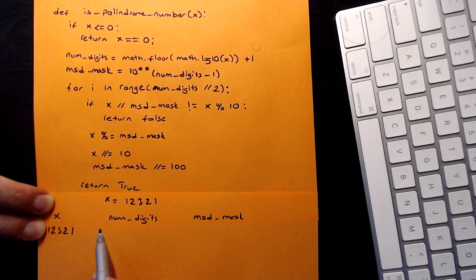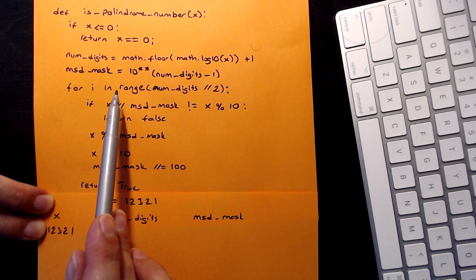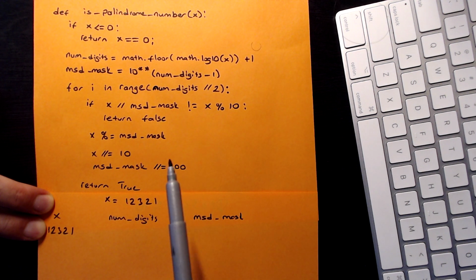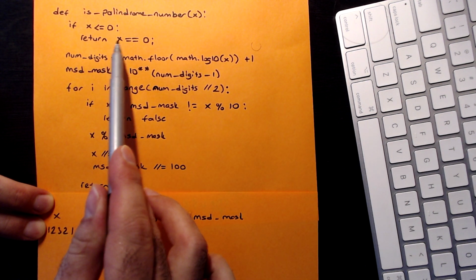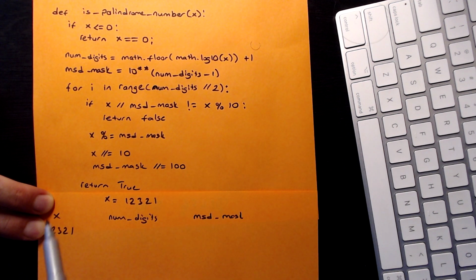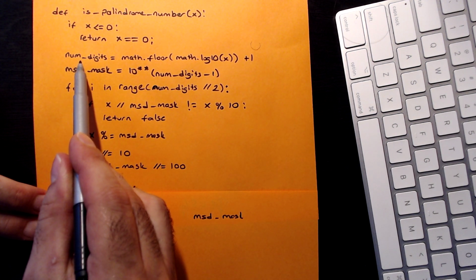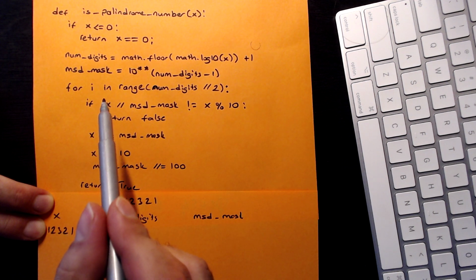That's our input. And it says if x is less than or equal to 0, return false. Basically, if you're getting a negative number, this is going to return false. If you're getting a 0, it's going to return true because 0 is a palindrome, right? But in our case, that's not a number that's less than or equal to 0. So we're going to continue. So, important part, number of digits. Let's determine number of digits here.